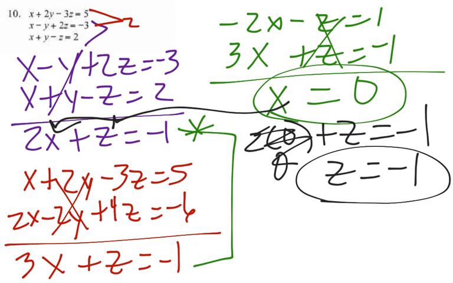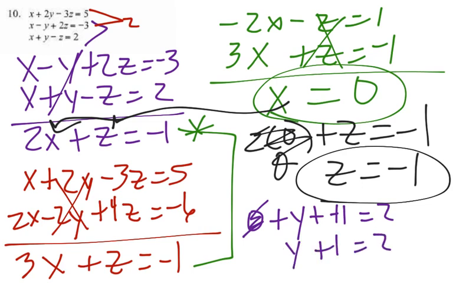Take both of those, I'm out of colors, so I'm going to go back to my purple, and put them in any of the original ones. I'm going to go with the last one. X is 0, plus y is what we're looking for, minus z, which was a -1, equals 2. That minus a -1 becomes plus positive. Z goes away, the 0. Y plus 1 equals 2. Subtract your 1. Y equals 1. So x is 0, y is 1, z is -1.